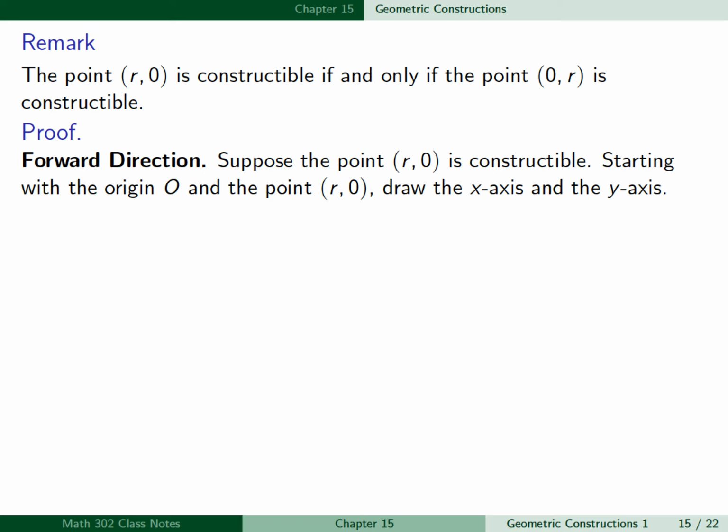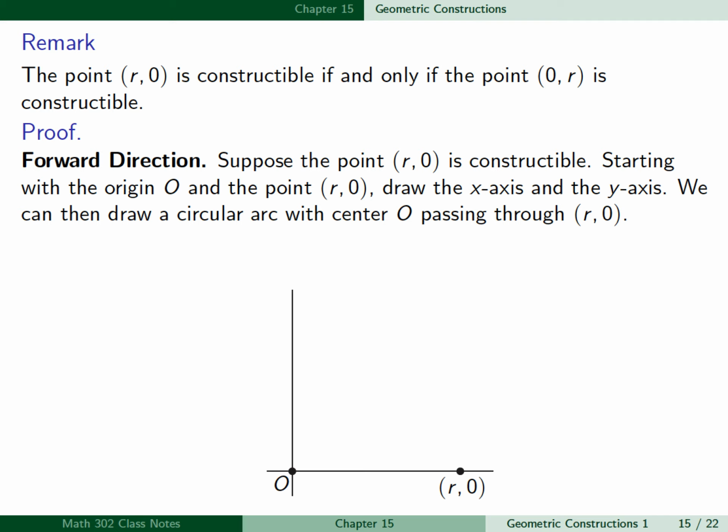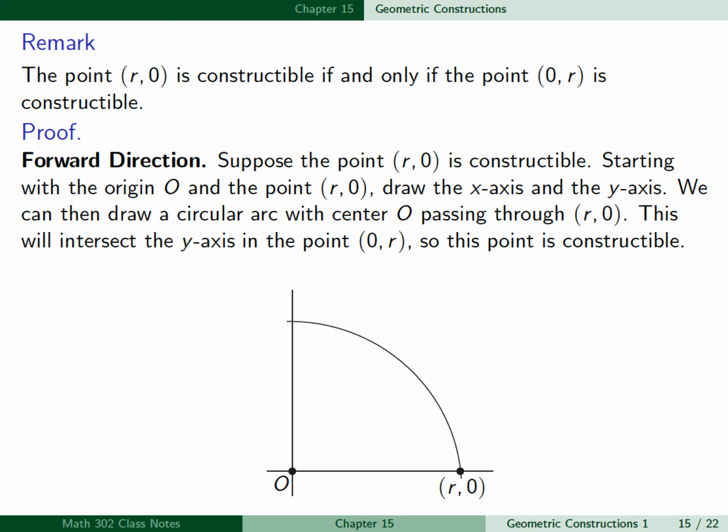So starting with the origin O and the point (r, 0), we can draw the x-axis and y-axis. Next, we can draw a circular arc with center O passing through (r, 0). This arc will intersect the y-axis in the point (0, r), so this point is constructible. And this is the point (0, r). And the proof of the backward direction will be similar.